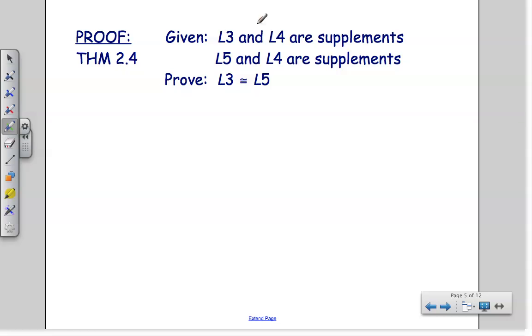I'm given that angles 3 and 4 are supplements. I'm given that angles 5 and 4 are supplements. I want to prove angle 3 is congruent to angle 5. Think about what our theorem just said. If we have two angles, 3 and 5, supplementary to the same angle, look, they're both supplementary with angle 4, then I know that those angles, 3 and 5, are congruent. So I am proving this theorem and showing why it is a legit theorem.